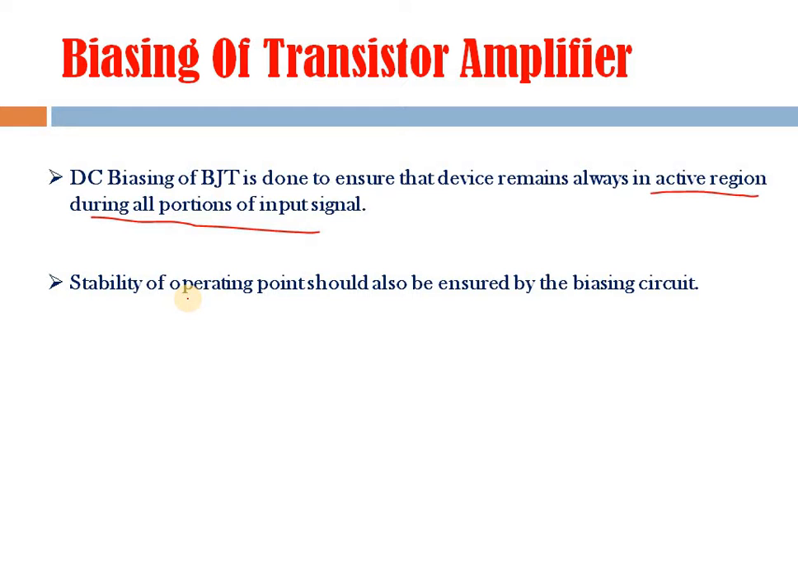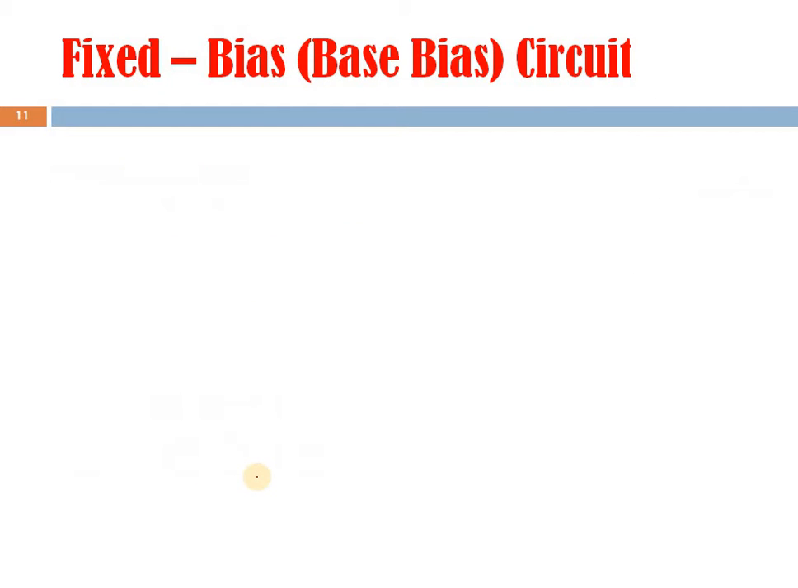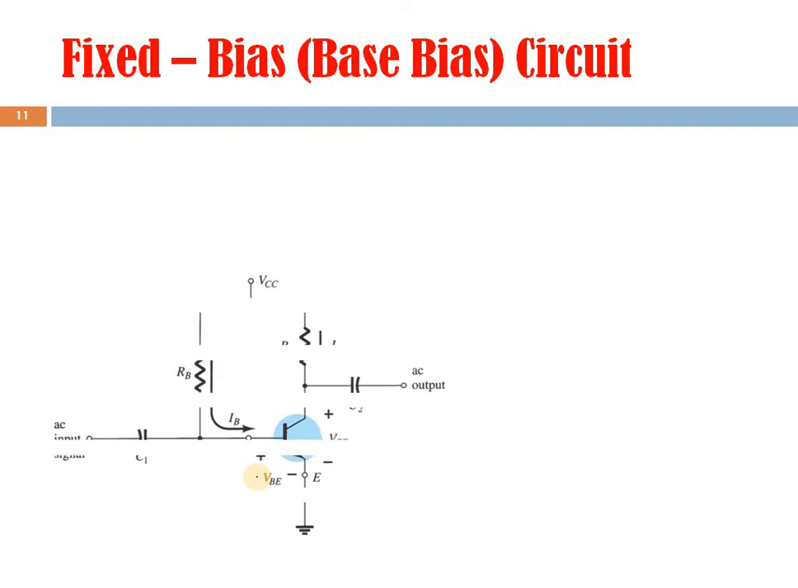It should not change with the change in environmental conditions or with the change in the beta of the device. We have to take care of all these things, and the most popular bias configurations used for BJT circuits are these three: self bias method, emitter bias method, and potential bias method. First we discuss this fixed bias circuit.